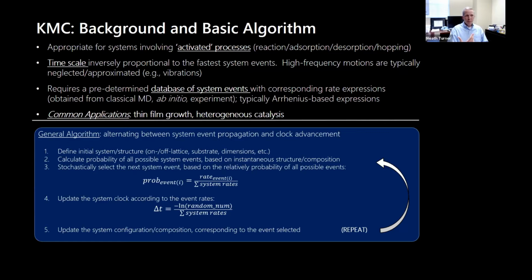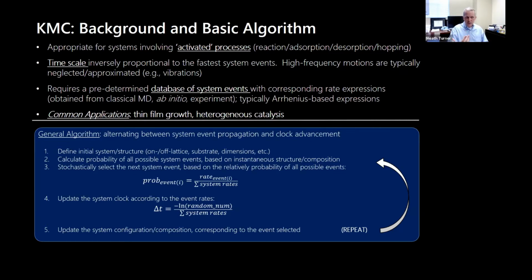Based on all those possibilities, you can calculate the relative rates of each of those events. And then based on the relative probability of each of those events, you can stochastically select the next event to occur in your system. You make that move. And when you make that move, you update the clock.